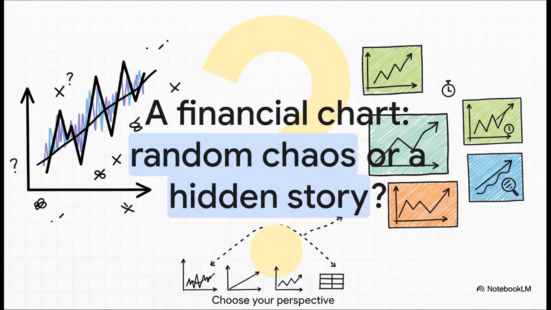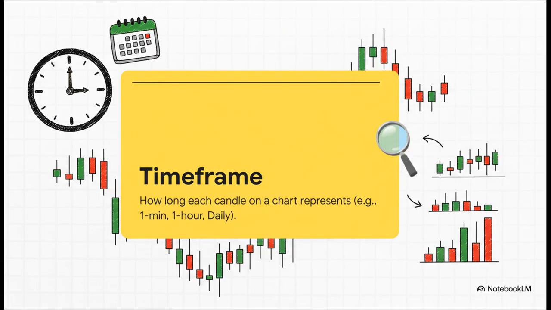Yeah, at first glance, a trading chart can really look like pure randomness, just a jagged, unpredictable line bouncing all over the place. But what if, inside that chaos, there are actually multiple stories being told all at once? The key to understanding them? It's all about choosing the right perspective. And that perspective, that's what we call a time frame. And you know what? It's a beautifully simple idea.